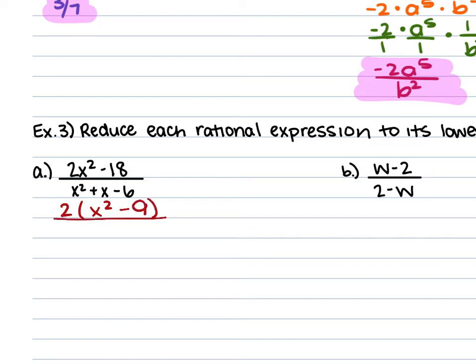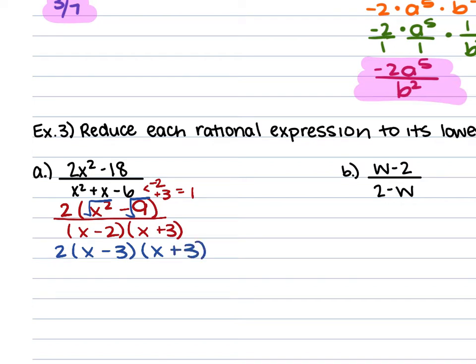On the bottom, that's 6. You have factors of 2 and 3. If the 3 is positive and the 2 is negative, we get a 1. So that factors out to be x minus 2 times x plus 3. Now, in the top, you still have a difference of squares. So you can take the square root of the x squared. You can take the square root of the 9. You have the subtraction in between the two terms. So this is going to be 2 times x minus 3 times x plus 3 all over x minus 2 times x plus 3.